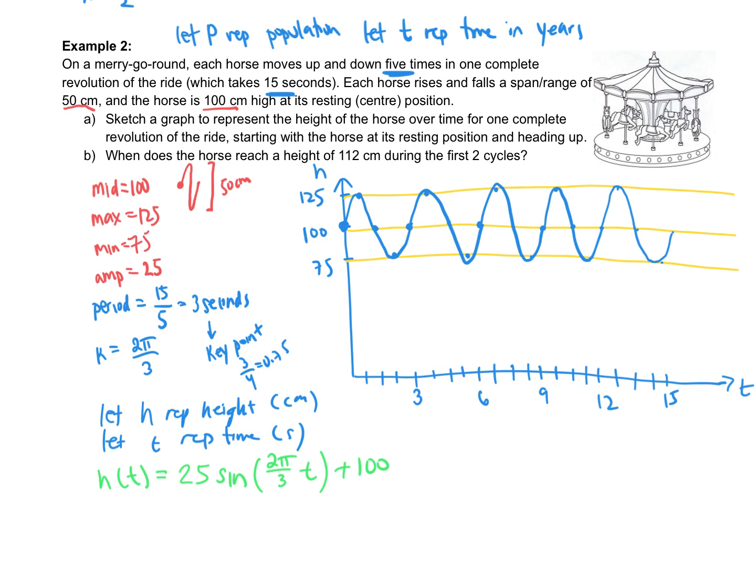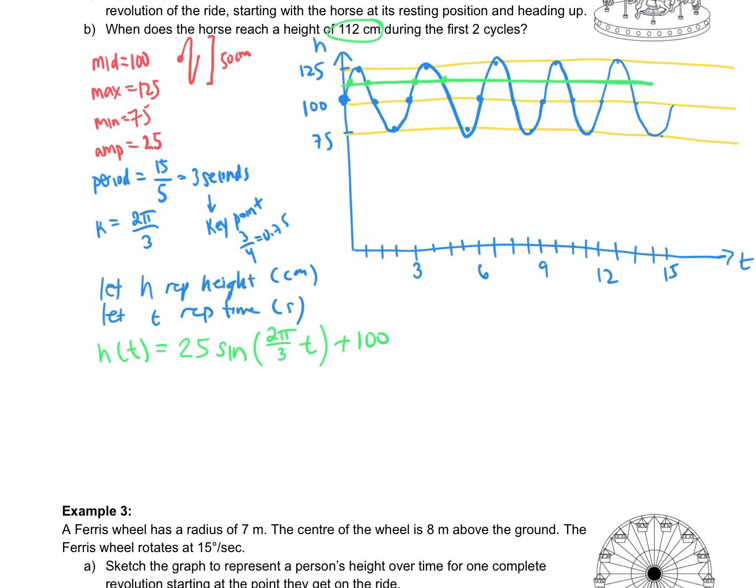And there's your function. Part B says, when does the horse reach a height of 112 centimeters during the first 2 cycles? Visually, 112, let's say, is here. And we only care about the first 2 cycles. So I'm trying to find these 4 points. So let's set our equation equal to 112, and we're going to be solving.